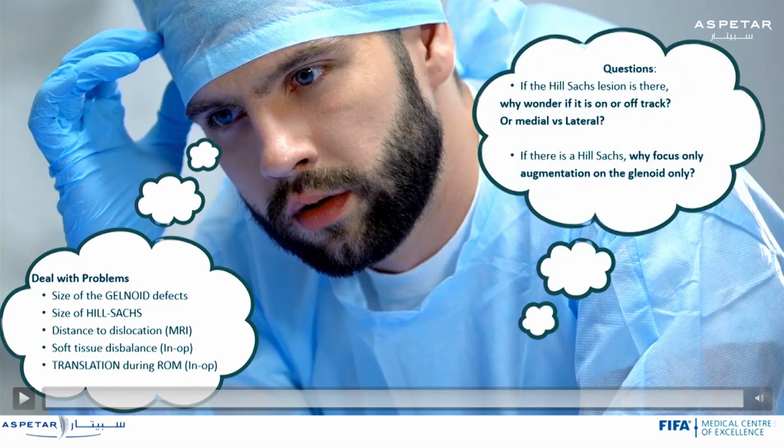The issue nowadays, because of this Hill-Sachs issue, is that people say, okay, if you have a Hill-Sachs, just fix it. Don't deal with on-track and off-track. It's very easy, particularly in professional athletes. If you have a Hill-Sachs, just apply the remplissage. This is one of the approaches. Or, if the patient has a Hill-Sachs, why do you try to increase the size of the glenoid? So this is another question in my mind.